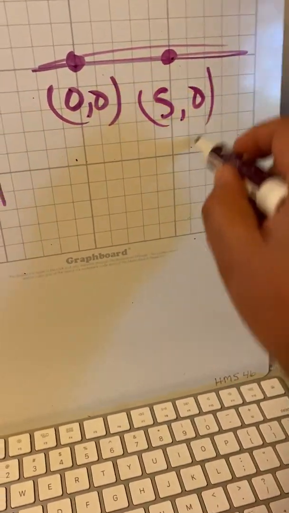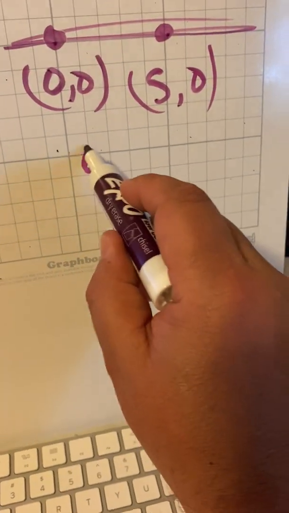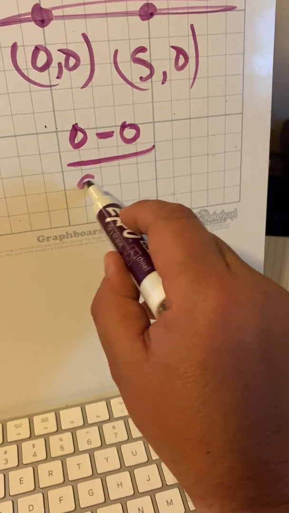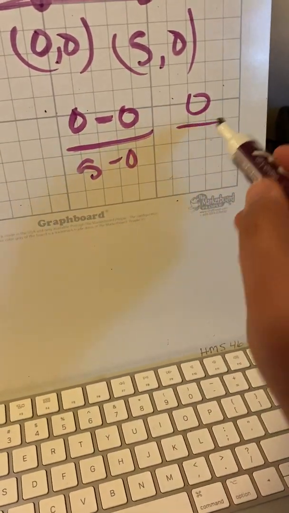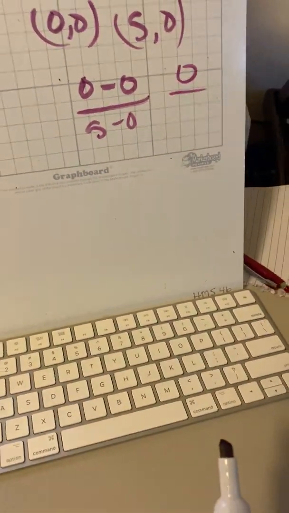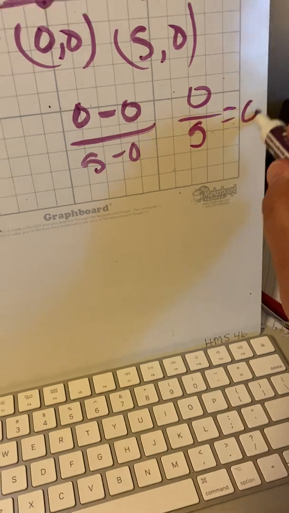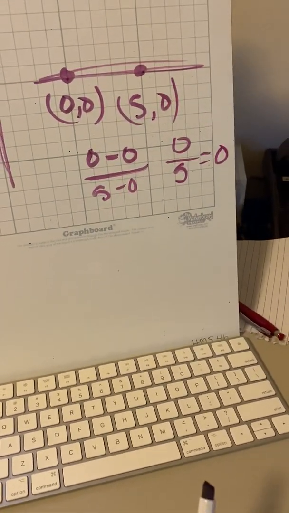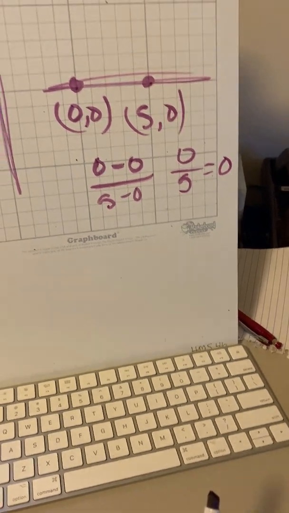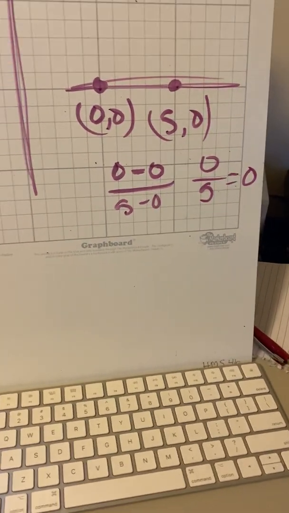(5, 0). If I find the slope of a horizontal line, it's 0 minus 0 over 5 minus 0. I don't even need to do any work. 0 minus 0 is 0 as the numerator. 0 divided by anything is 0, and it ends up being 0 divided by 5. You just need to know the slope of a horizontal line, a flat line, is 0. There's no rise or run, it's just flat, boring.